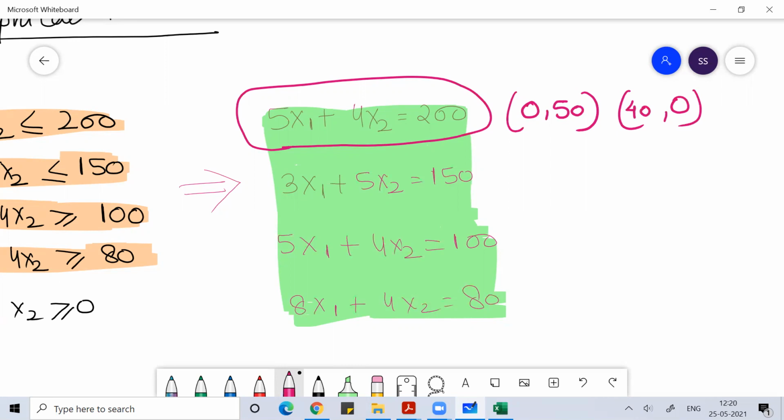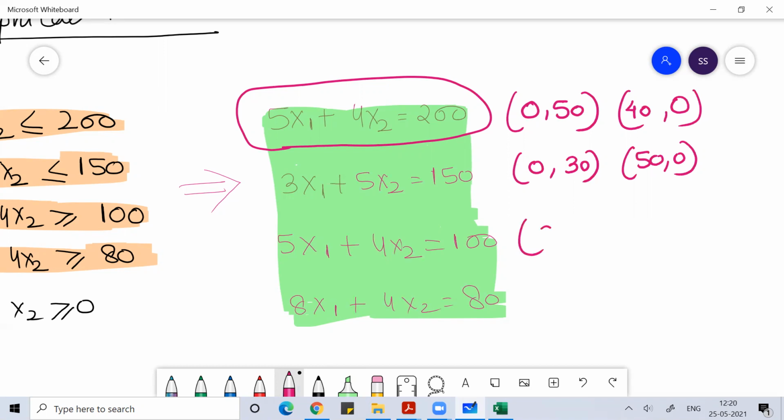I hope you understood. So if x1 is 0, then x2 is equal to 50, and if x2 is 0, then x1 will be equal to 40. Similarly, you can do for the second equation. If x1 is 0, then x2 is equal to 30, and if x2 is 0, then x1 will be equal to 50. Simply substitute. So put x1 as 0, find the x2 value, then put x2 as 0, find the x1 value.